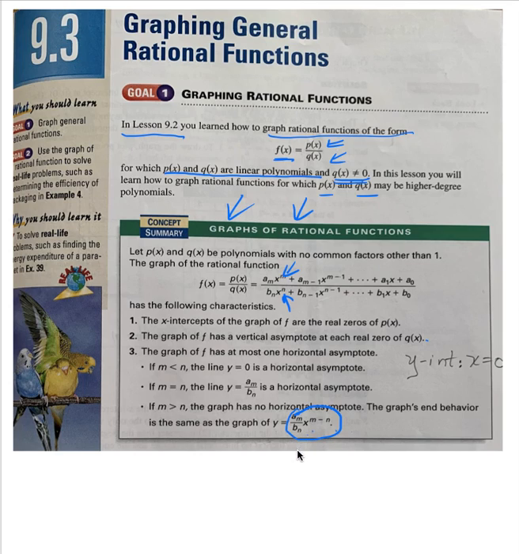And if a over b is a positive number and m minus n is even, then your ends are going to go up. If a over b is a negative number and m minus n is an odd degree, then it depends on whether the leading coefficient is positive or negative. Remember, if it's positive, it's going to be down on the left and up on the right. And if it's negative, it'll be up on the left and down on the right.